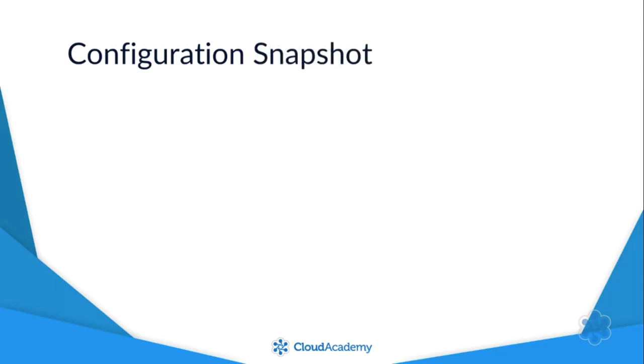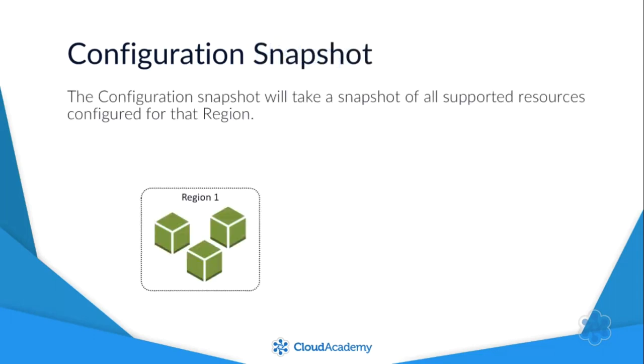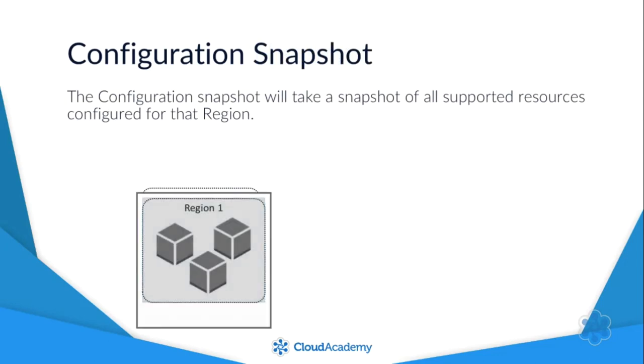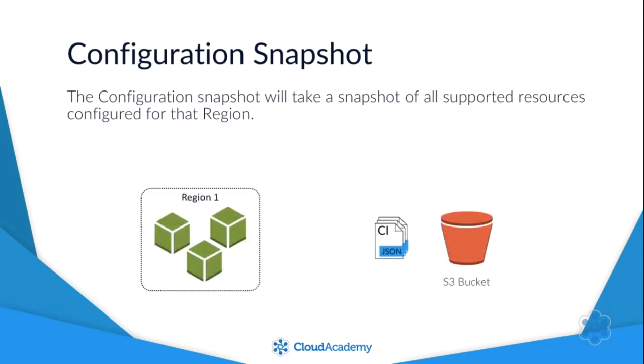The configuration snapshot also uses configuration items in its production. The configuration snapshot will take a point-in-time snapshot of all supported resources configured for that region. It will generate CIs for each resource in your AWS account for a specific region, and this configuration snapshot can then be sent to an S3 bucket. Alternatively, this information can be viewed via the AWS Management Console.